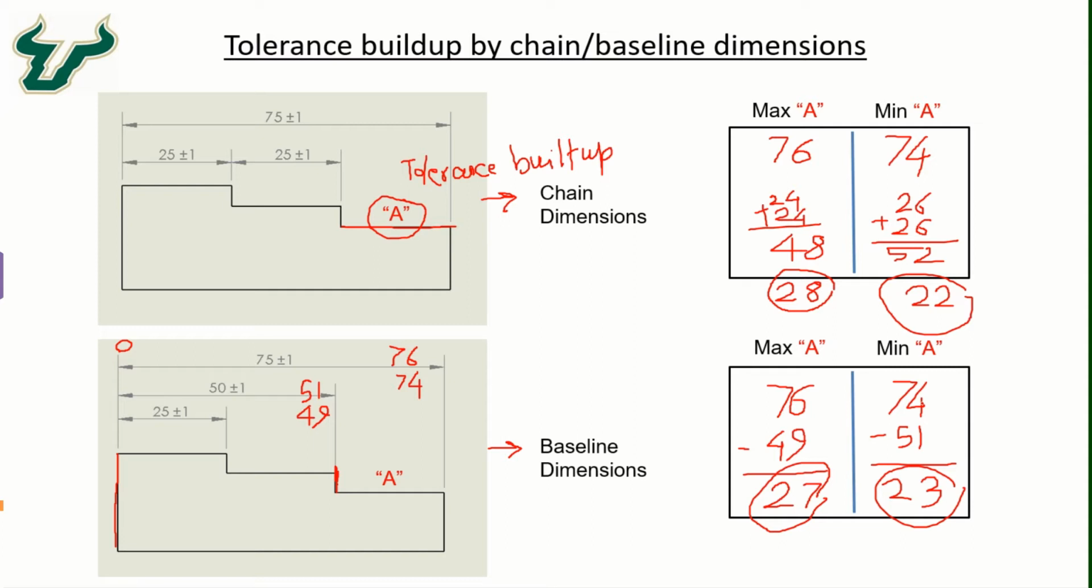Now if we look at the difference between the chain and the baseline dimension schemes, we notice that the unreliability factor here is 6 units, 28 minus 22, which is 6 units. And the unreliability factor in the baseline dimension comes out to be 4 units, right? So what that means is that we have better control over the tolerance buildup if we go with the baseline dimensions in this problem. And there is more unreliability in terms of resulting dimensions for the chain dimension scheme.